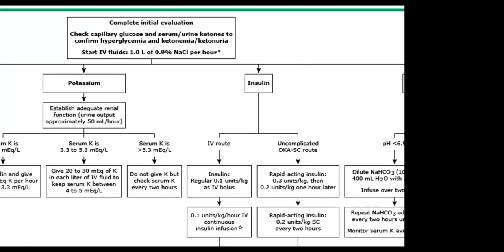But if it's complicated, then we have to use IV. Most patients that present in an emergency situation are usually in coma and things like that. So we want to give IV, okay? And the choice, we normally give regular insulin at 0.1 units per kg. We can give a bolus, and then we continue giving 0.1 units per kg per hour as a continuous infusion.